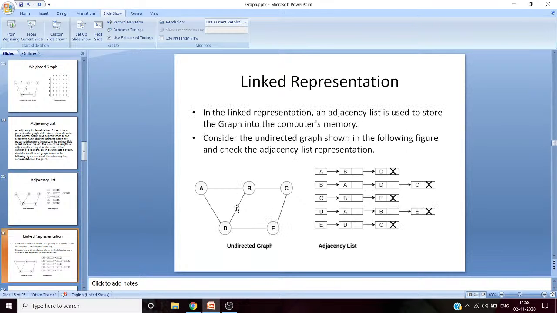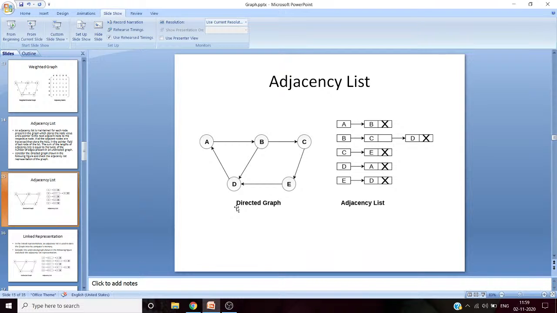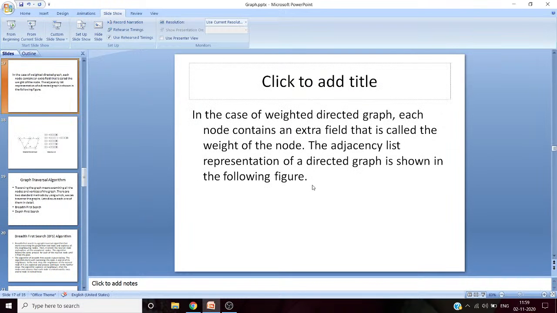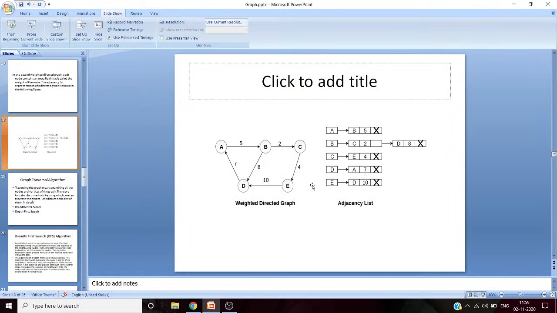This is the linked representation. Same thing: this was directed and this is undirected. I have told you already that in an undirected graph, if there is a path between A and B, then there will be a path between B and A also. Clear? Fine.